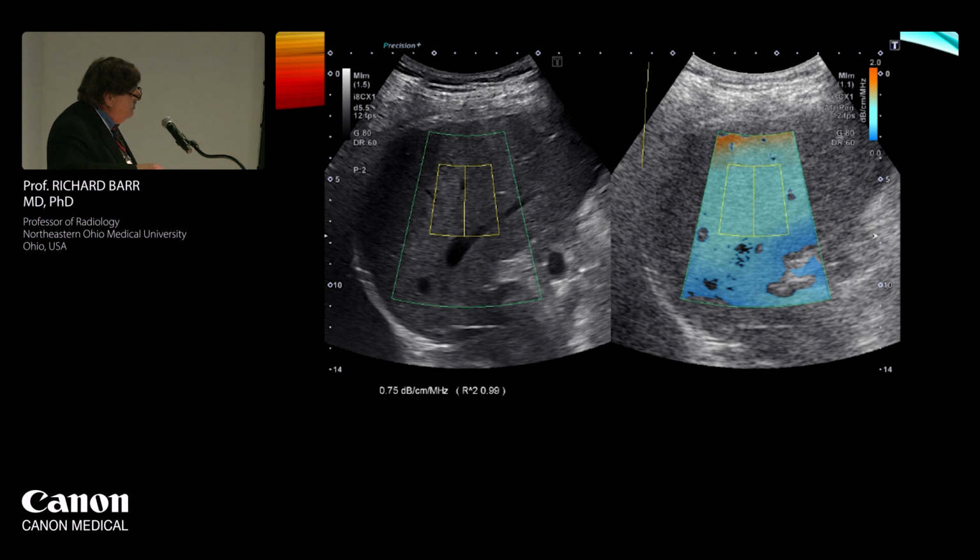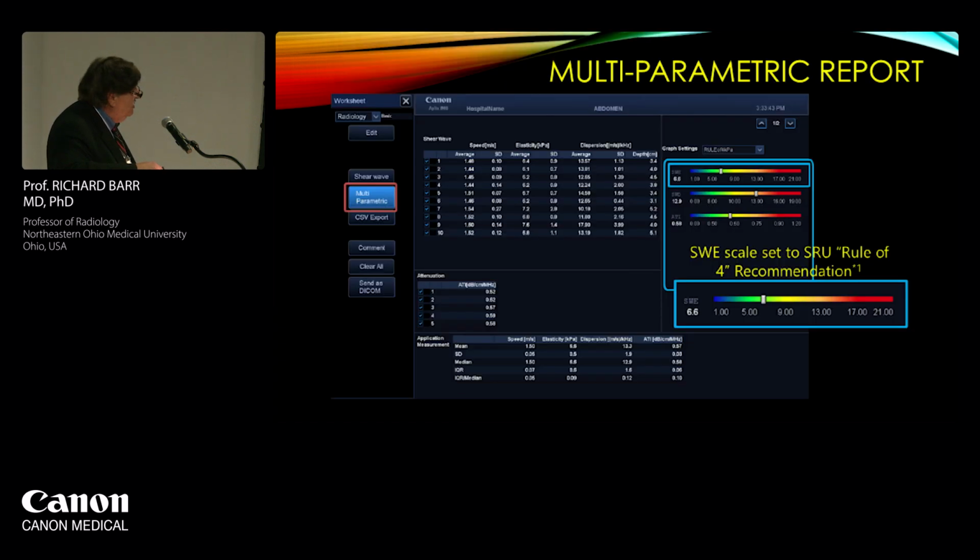We prefer to do it with two pushes, but then you get this beautiful chart report page that shows we did 10 measurements and 5 attenuation measurements. It gives us the median shear wave speed, the elasticity in kilopascals, a dispersion number, and an attenuation number. And you can see with these nice sliders that it gives you a visual of where we're at. So this is really helpful.